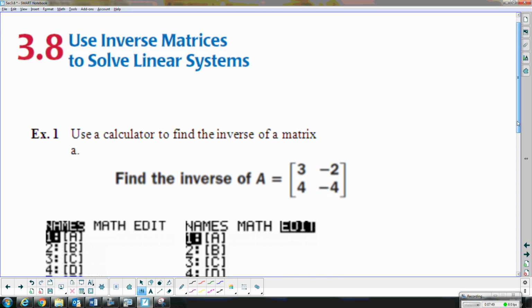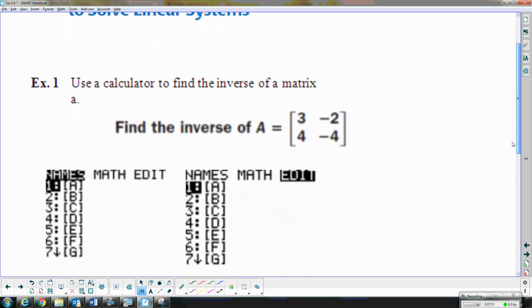So we're going to use our calculator to find the inverse of a matrix. You can do this by hand. So if you want to do this by hand, I'll give you the formula that you're going to use for it. But again, remember, we're looking for the inverse matrix so that A times B equals I. So B is the inverse of A.